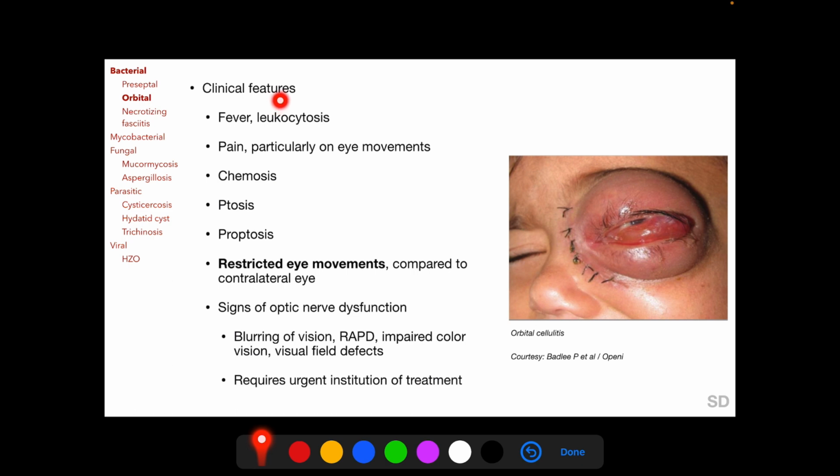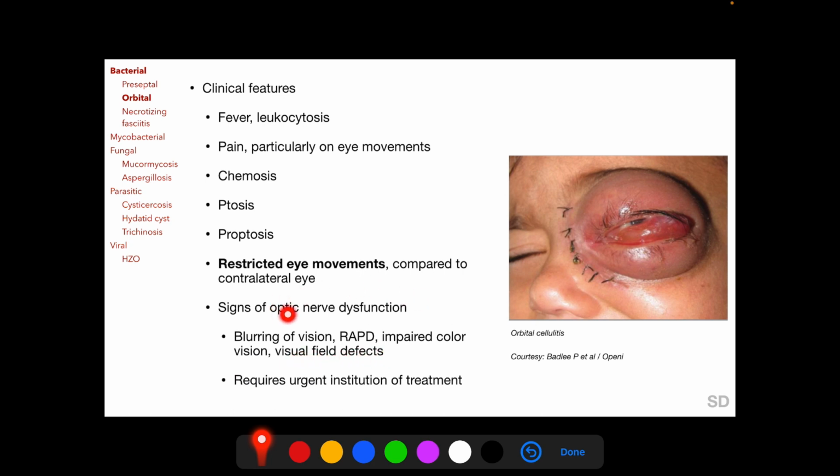Clinical features of orbital cellulitis include systemic signs such as fever and leukocytosis, pain particularly on eye movements, chemosis, ptosis and proptosis, as well as a restriction of ocular movements compared to the contralateral eye. And there can also be signs of optic nerve dysfunction with blurring of vision, relative afferent pupillary defect, impaired color vision and visual field defects.